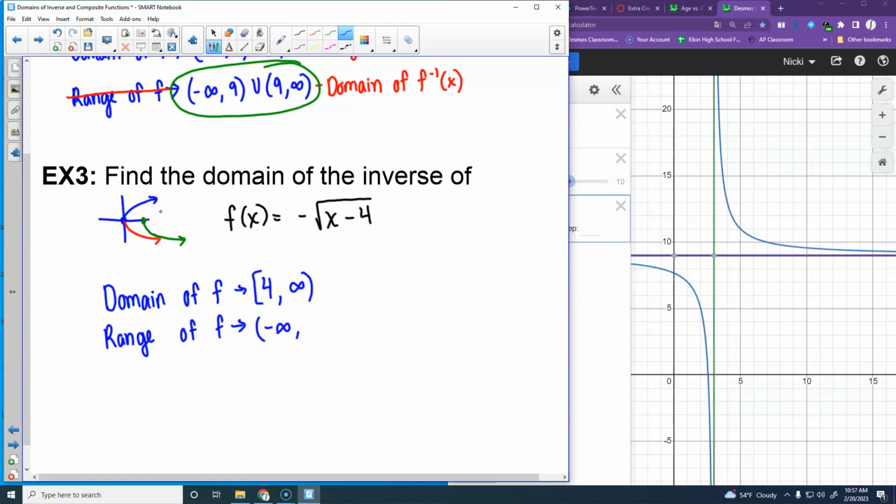Range is the only time we think about our y-axis. What's the y-coordinate of this point right here? Right, 0. So it goes up to 0. Should I include the 0? Yes.